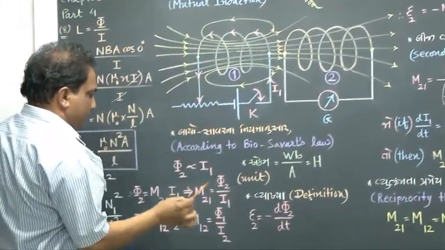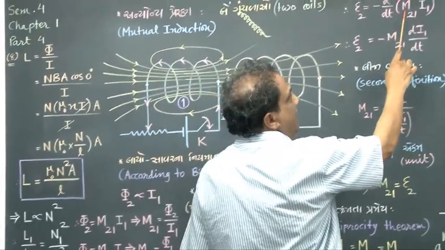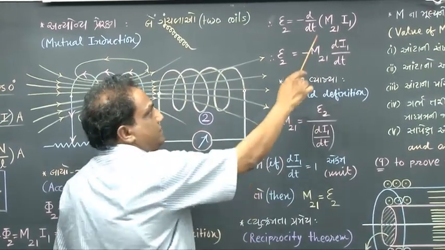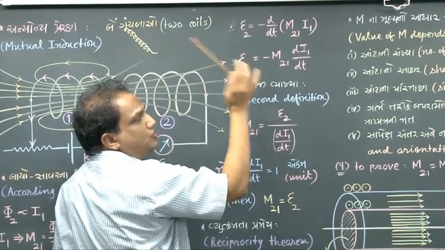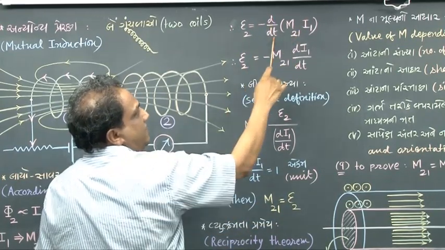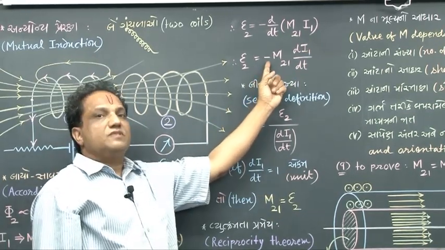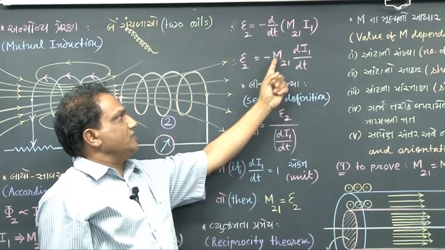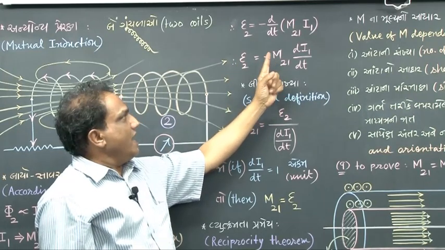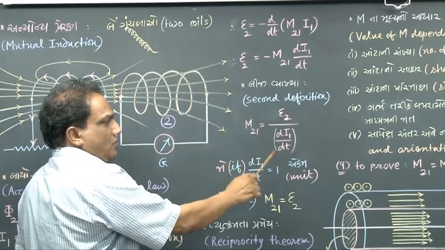What is phi 2 from here? M21 I1. But because for the given arrangement of two coils this M21 is constant, I can take it out of the symbol of derivative, and then left is di1 by dt. Fine. And now avoid this negative sign just because we want to define. Make M21 the subject of the equation. Avoiding negative sign, M21 will be E2 upon di1 upon dt.